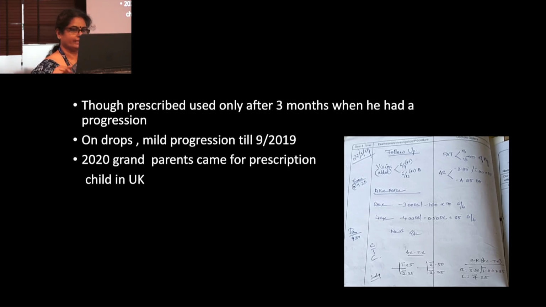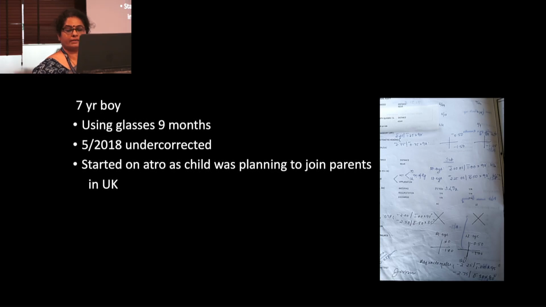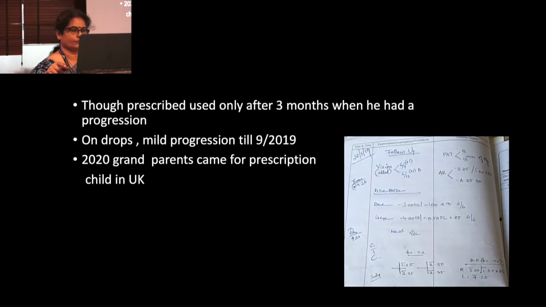I saw the child again in 9/2019, and you can see the difference. It was -2 and it has become -3 and -4. Maybe they were not using the drops properly. And in 2020 the grandparents came for a prescription. The child was in the UK, so we didn't see the child after that.